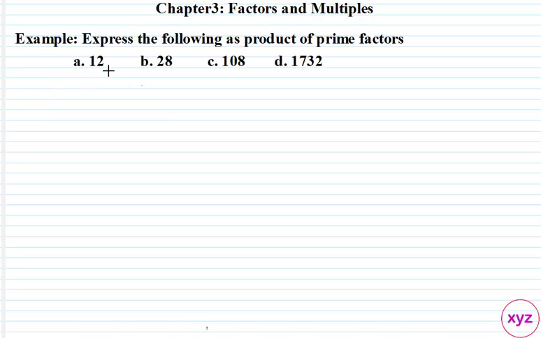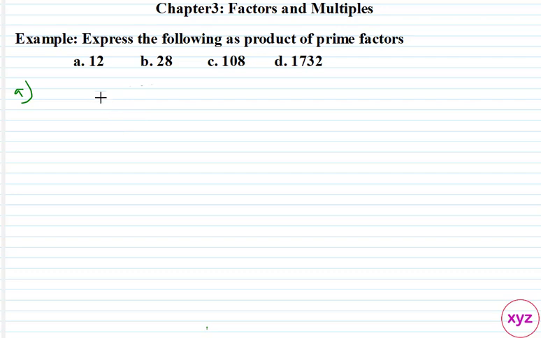Let's say, for instance, we have 12. Let's express 12 as a product of prime factors. Now, it means getting those factors of 12 that are prime, and then multiplying them together. What are those factors of 12 that are prime and multiply them together to give us 12?